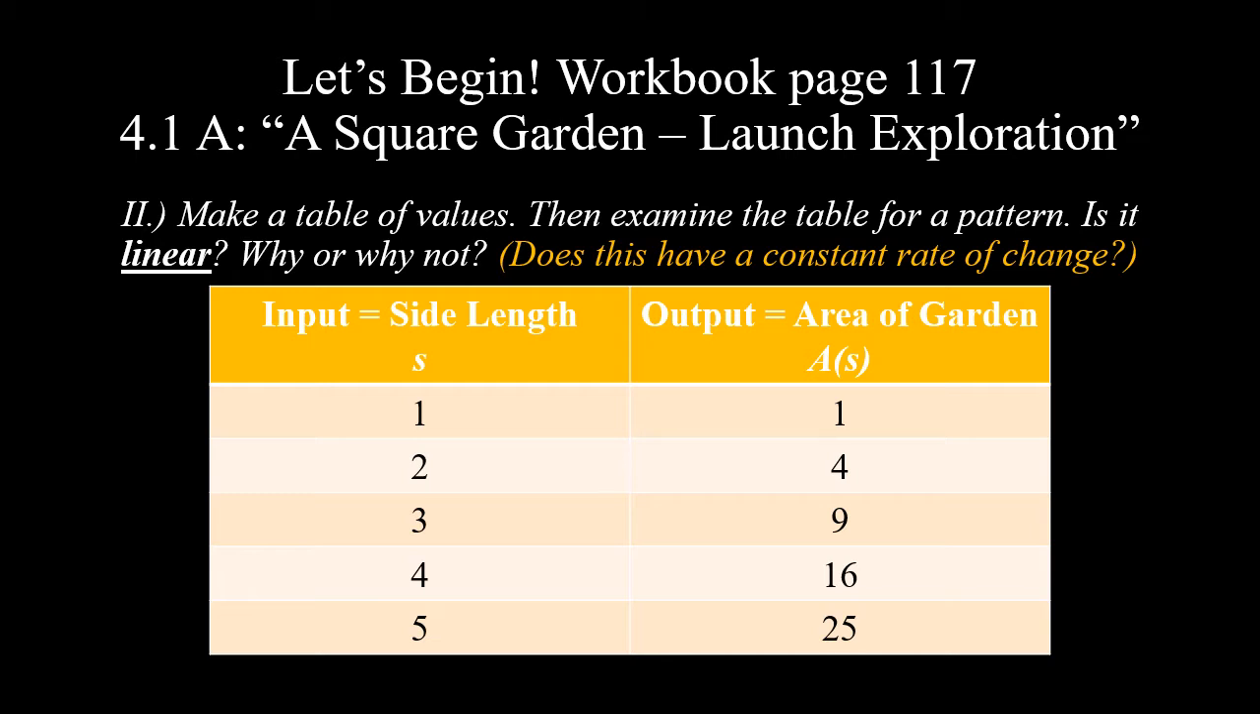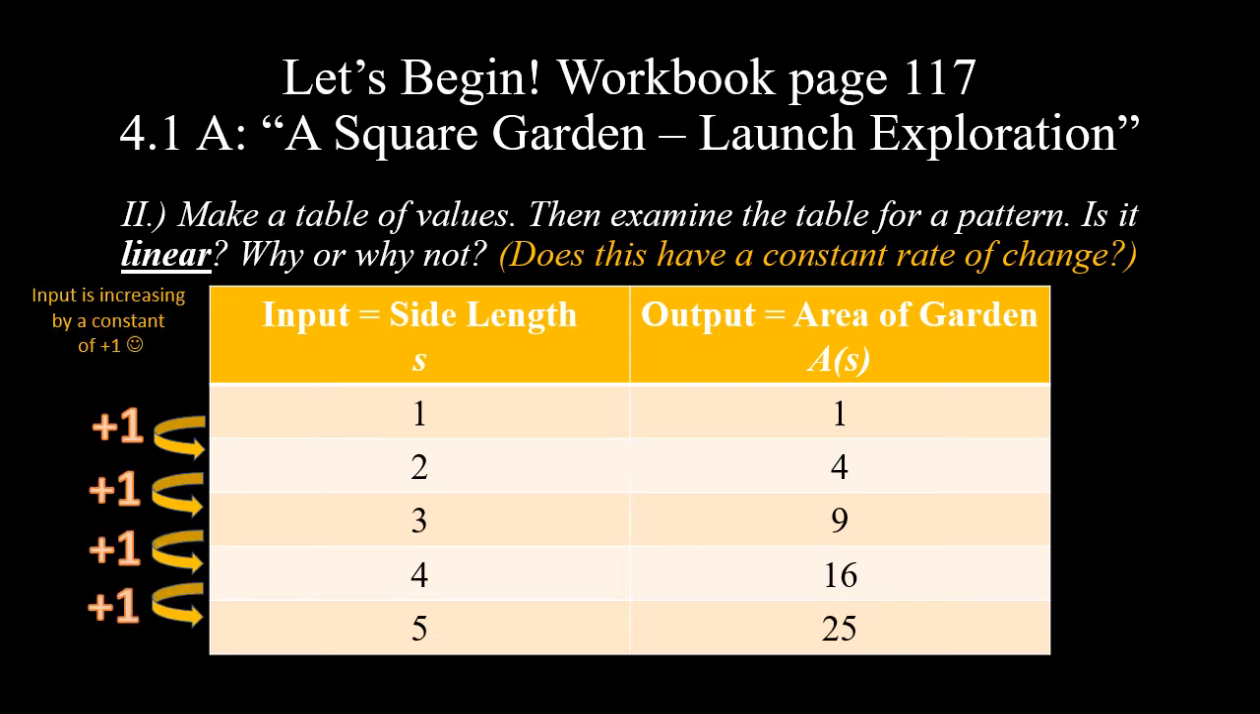So for our function A of S, let's look at the left side, our input side length, how that's changing. We want to make sure it is indeed increasing at a constant rate. So to go from 1 foot to 2 feet, that is an increase of 1. To go from 2 to 3, that's an increase of 1. 3 to 4 is an increase of 1, and 4 to 5 is an increase of 1. So yes, my input is increasing by a constant of +1. That's great.